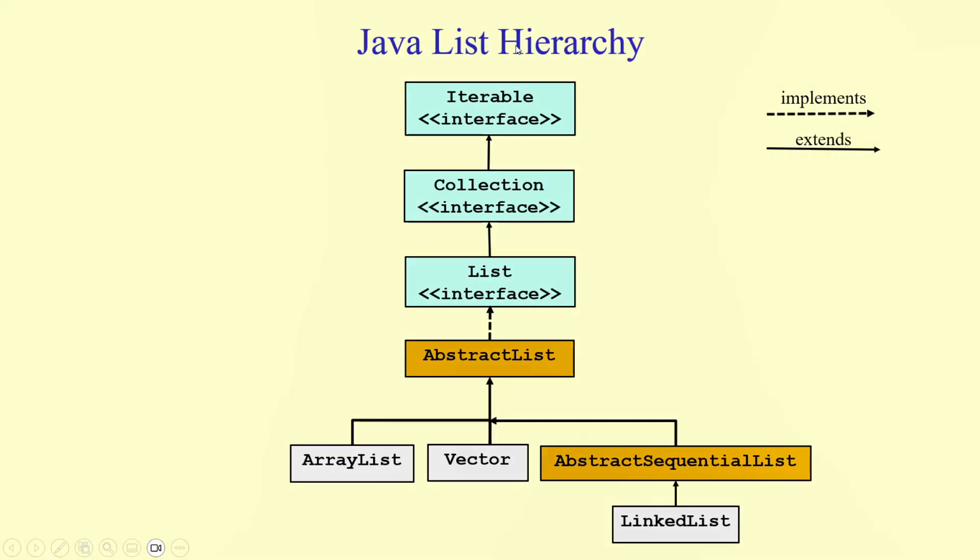We could get the first element, the last element, or the element at a particular position, and the size. Here is the Java list inheritance hierarchy. List is an interface. There are 3 concrete classes that implement the list interface: ArrayList, Vector, and LinkedList. As you can see, all of these concrete classes also implement the Iterable interface so that we could iterate over the elements of these concrete classes.